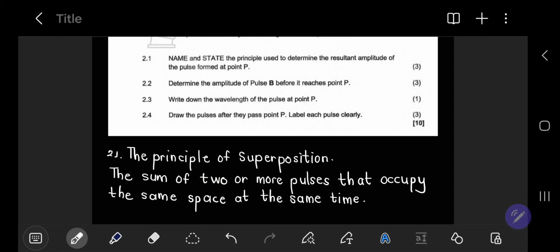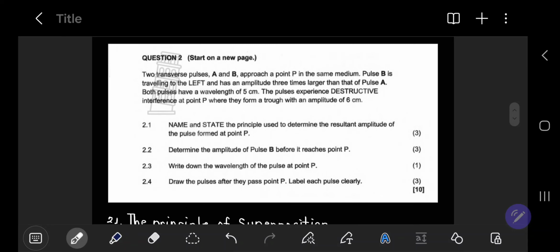2.2 says, determine the amplitude of pulse B before it reaches point P. Now, if we just refer back to the information that was given, they didn't actually give you the amplitudes of the pulses initially, but they said that pulse B is traveling to the left and has an amplitude 3 times larger than that of pulse A. Now, we don't know what pulse A is either, but whatever it is, pulse B is 3 times larger than that. Since this is an unknown, let the amplitude of pulse A be represented by X.